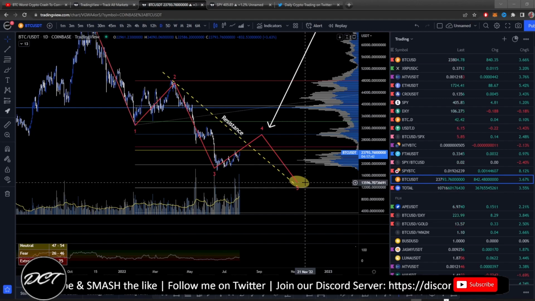Play this market well. Of course, no one can predict the top or the bottom, but remember to have risk management. Proper risk management will save your capital, guys. It's all about accumulating more money, accumulating more Bitcoin, whatever, to build wealth.